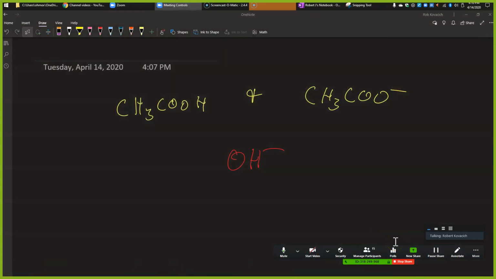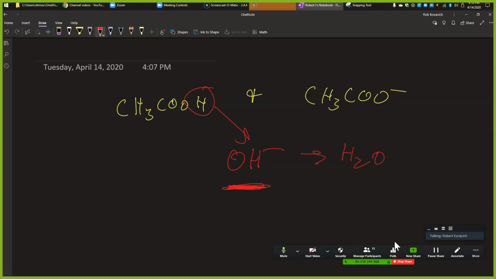So what's happening here? The hydroxide needs to disappear. So what makes it disappear? Would an H come off of the acid and create a water molecule? Exactly right. Okay.